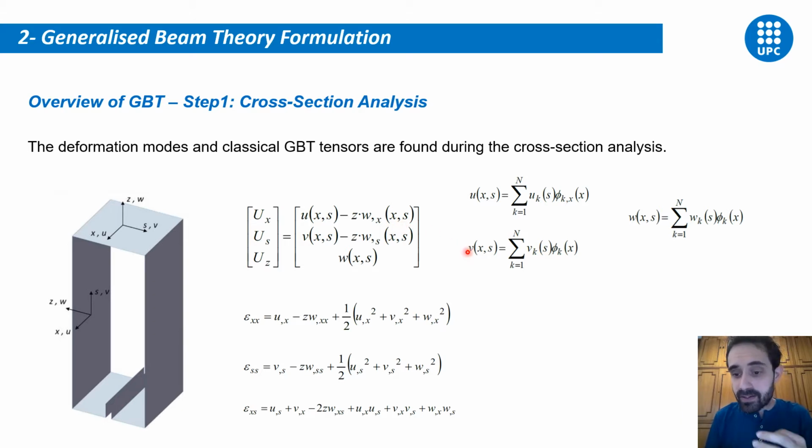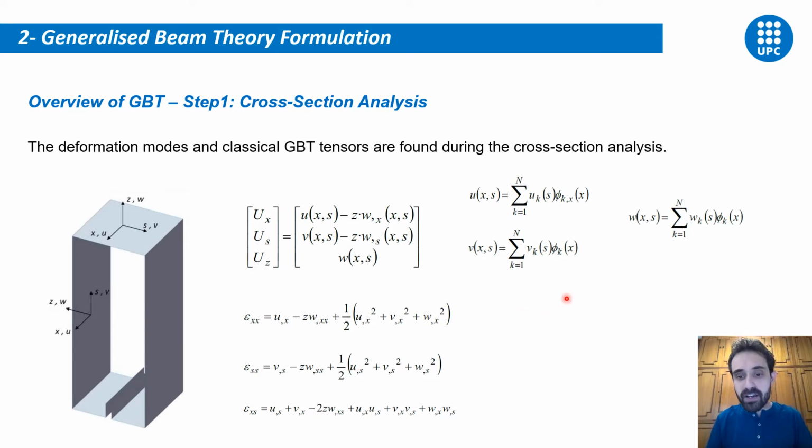One of the particularities of GBT, as you can see in these equations here, is that the displacement field is obtained as a combination of the different deformation modes involved in the analysis. In fact, the superscript k corresponds to each deformation mode. And we only use a specific set of deformation modes. We can use only the deformation modes that we are interested in including in our analysis. So it's very interesting.